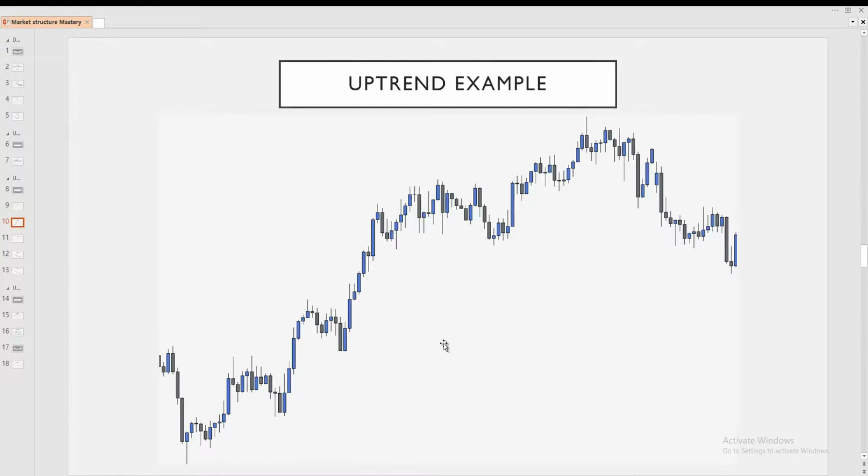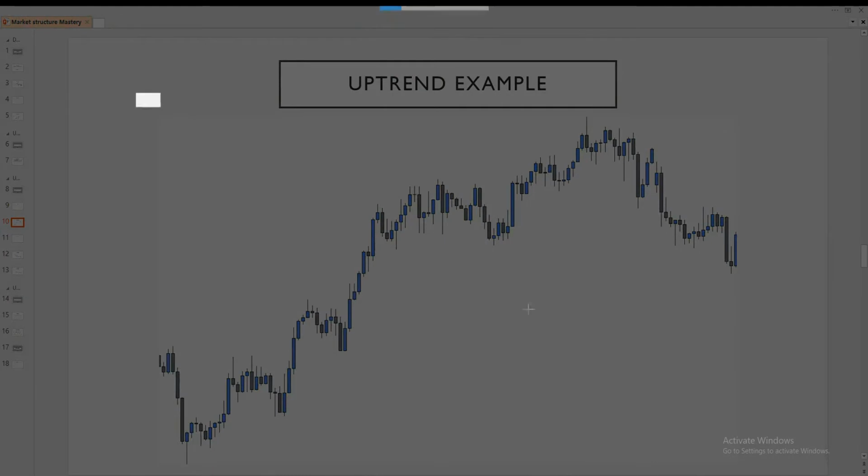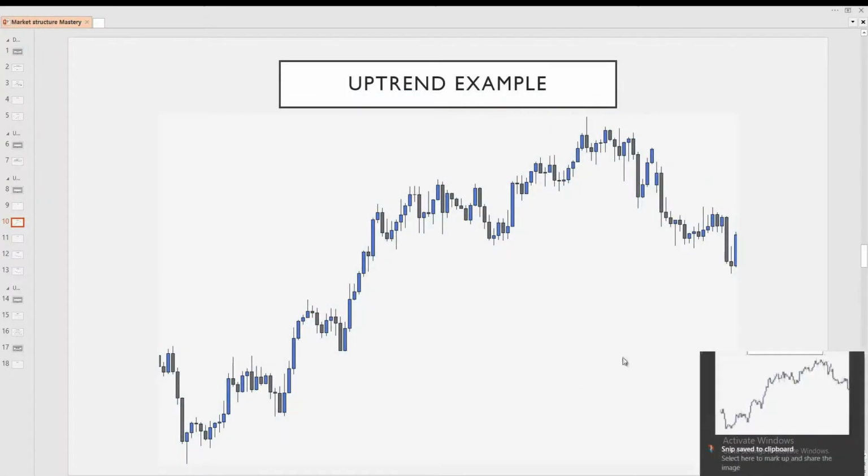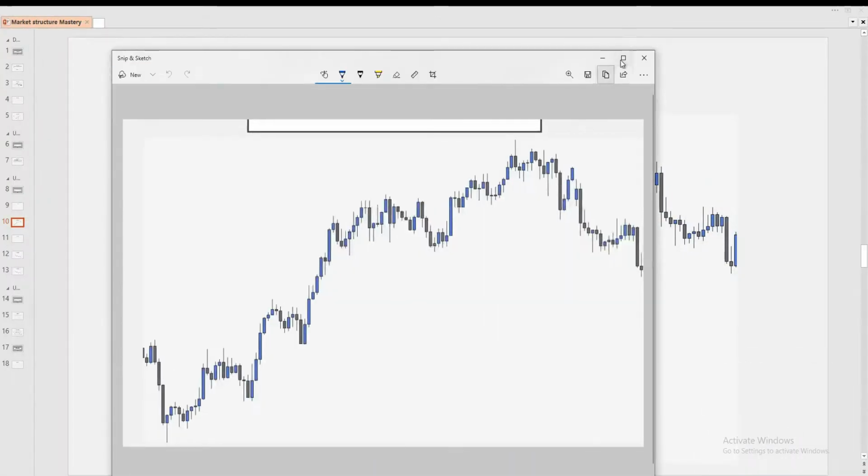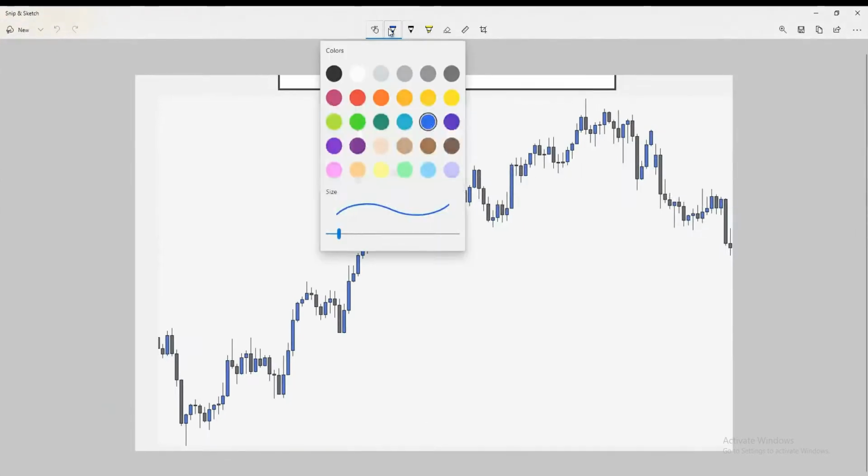Let's have a look at the example. All right, so again, I'm going to do exactly the same right there. Just bear with me. I'm going to screenshot this example right there, and we're going to jump onto this and open it like that. All right, so let's analyze.